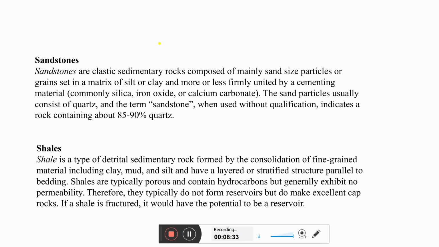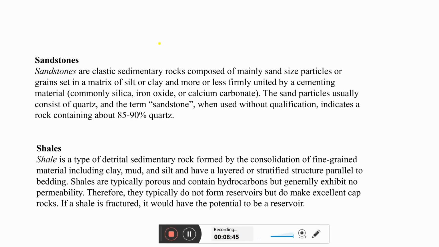Shales are typically porous and contain hydrocarbon but generally exhibit no permeability, or you can say very low or very minimum permeability. Therefore, they typically do not form reservoirs but do make excellent cap rocks. If a shale is fractured, it would have the potential to be a reservoir.